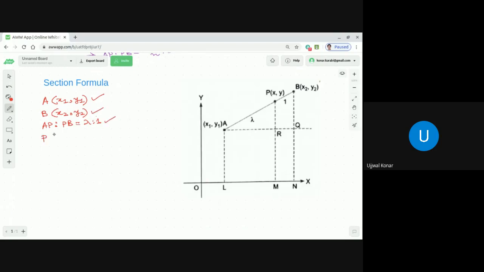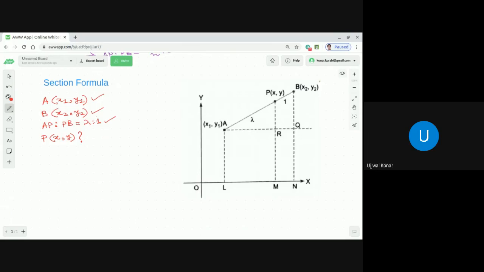What we need to find? We need to find the coordinate of the point P. Suppose we assume that coordinate of the point P is x, y, and we need to find that value. And in the next 5 to 7 minutes, we are going to see how we are deriving the value of x and y, that is the x coordinate and y coordinate of the point P, which divides the line segment AB in the ratio lambda is to 1 internally in terms of x1, y1, x2, y2, lambda and 1.